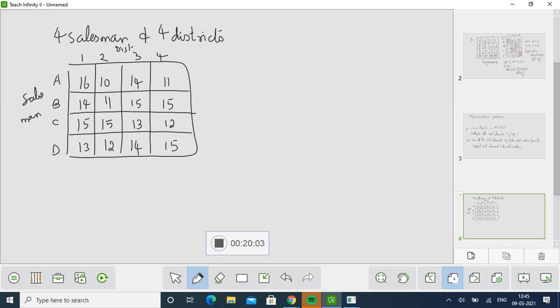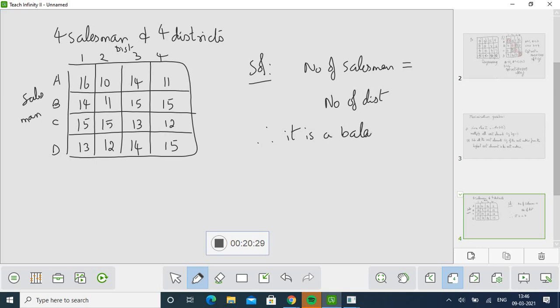Is it balanced or not? Yes, balanced. The number of salesmen is equal to the number of districts. Therefore, it is a balanced problem.